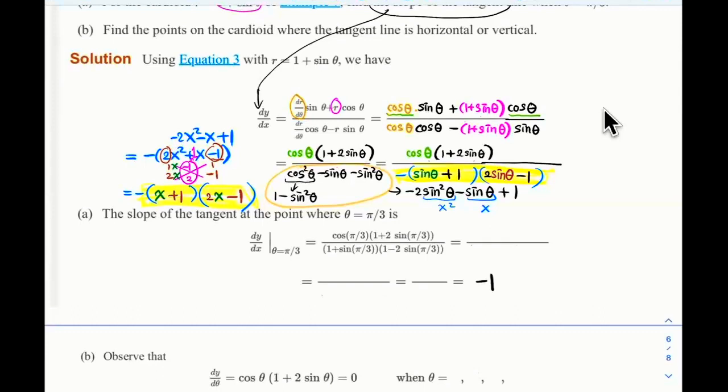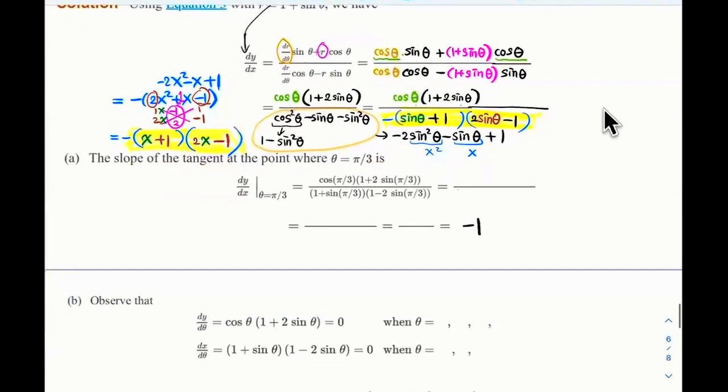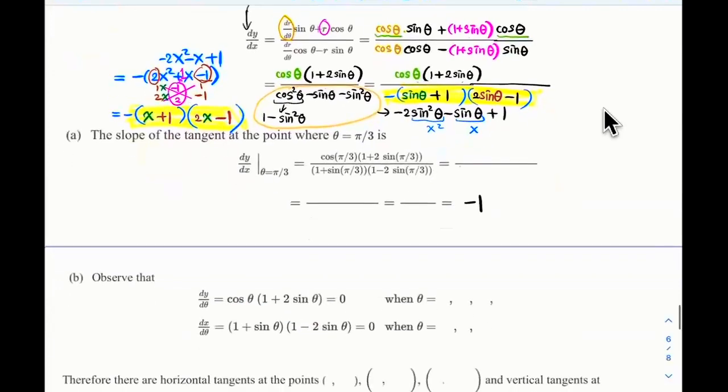The second part here is we try to find the points on this cardioid where the tangent line is horizontal or vertical. So we're going to focus on the numerator and the denominator. Let's look at the numerator equal to 0, right? This is a product of factors. Remember the zero factor property? The only way to make 0 is either this one equals 0 or this one equals 0. One of them has to be 0 to make the product be 0, right?